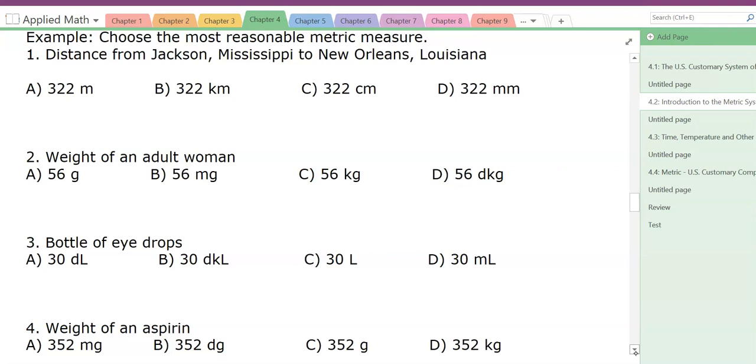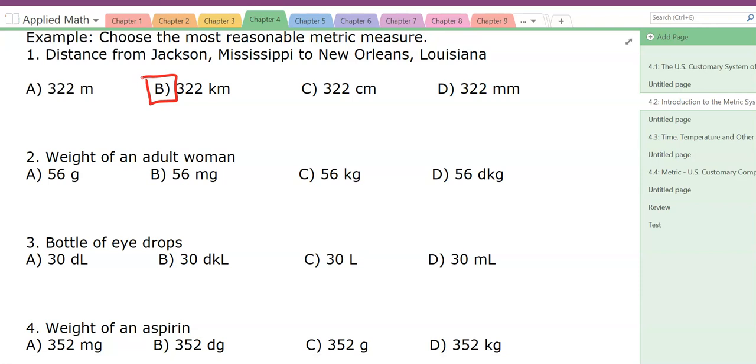Okay, for number 1, if we're talking about the distance from Jackson, Mississippi to New Orleans, Louisiana, they're giving you meters, kilometers, centimeters, and millimeters. Which one do you guys think is the most appropriate measurement? A, B, C, or D? B. Okay, kilometers we said is used to measure distance between cities. So kilometers would be how you measure something from Jackson to New Orleans.